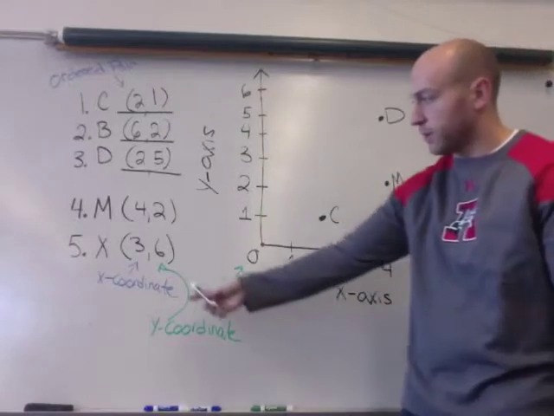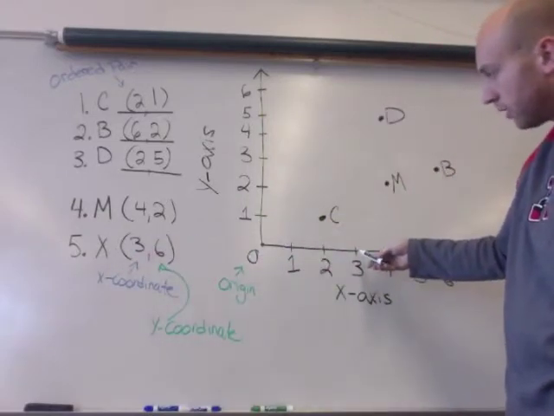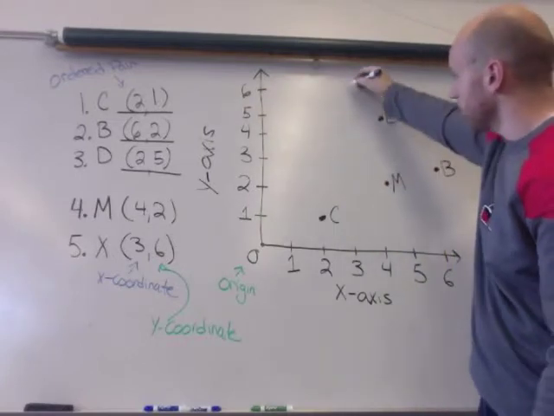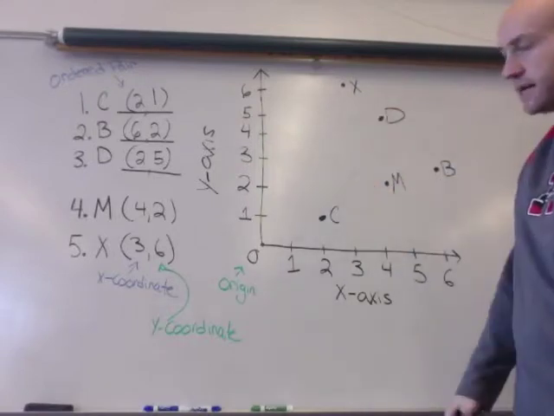Okay, for our next point, X, our x-coordinate is 3. So 1, 2, 3. Our y-coordinate is 6, so we're all the way up here at 6. And we make our point and we label that point X.